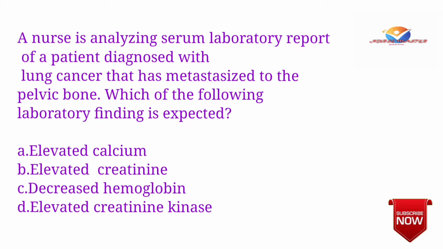A nurse is analyzing the serum laboratory report for a client diagnosed with lung cancer that has metastasized to pelvic bone. Which of the following laboratory findings is expected? Option A, elevated calcium. Option B, elevated creatinine. Option C, decreased hemoglobin. Option D, elevated creatine kinase. The correct answer is option A, elevated calcium. Elevated calcium is the indication of tumor increasing the production of calcium from the bone cells.